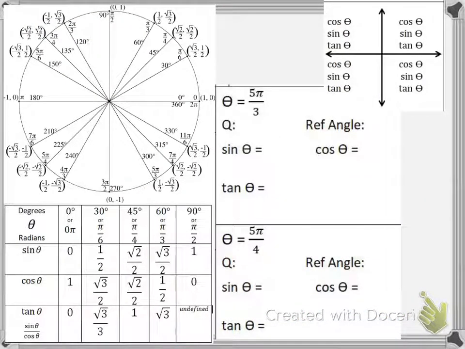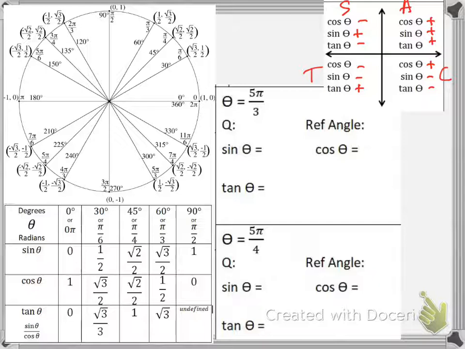I have all the same stuff here with the unit circle, my little table, my "all students take calculus" to say in this section they're all positive, in this section sine is positive, everything else is negative, in this section tangent is positive, everything else is negative, in this section cosine is positive, everything else is negative. That'll help us as we go.